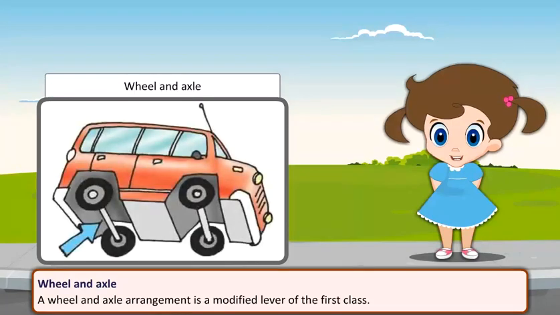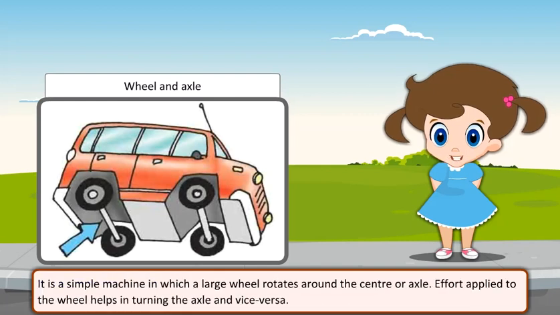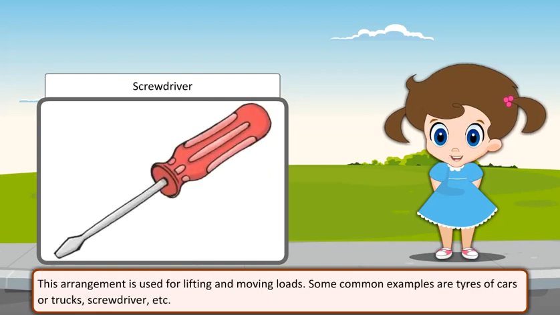Wheel and axle. A wheel and axle arrangement is a modified lever of the first class. It is a simple machine in which a large wheel rotates around the center or axle. Effort applied to the wheel helps in turning the axle and vice versa. This arrangement is used for lifting and moving loads. Some common examples are tires of cars or trucks, screwdriver, etc.